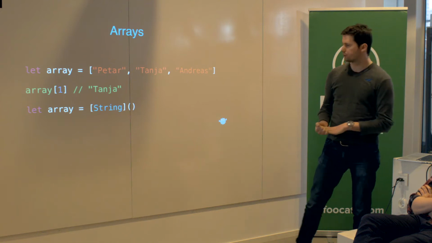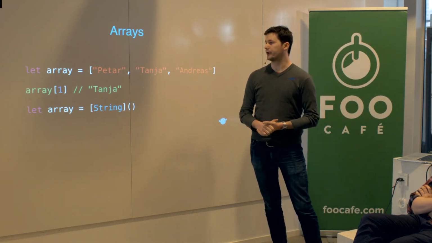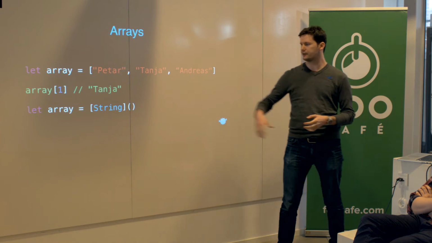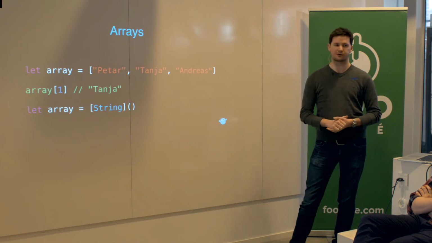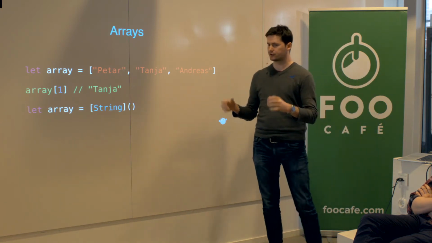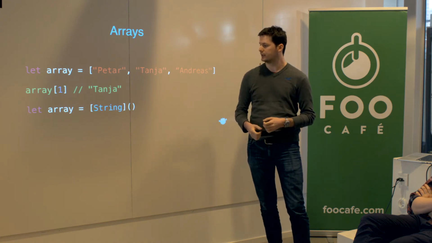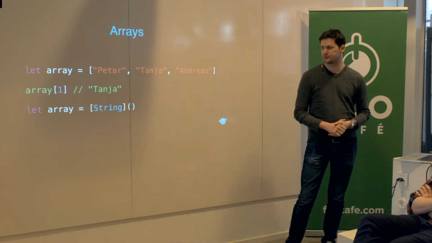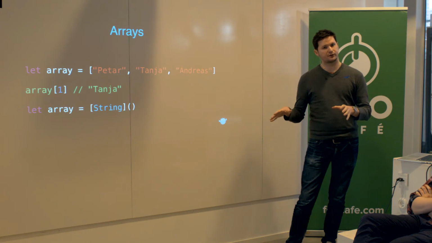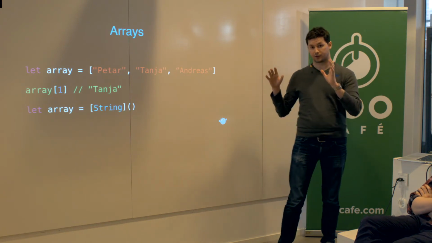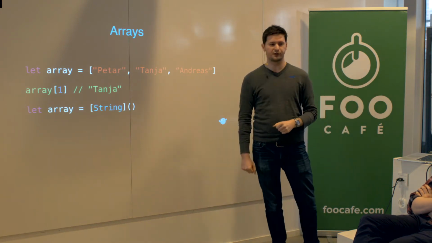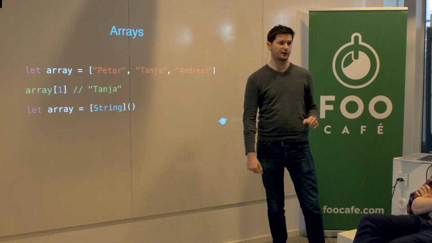If you want to access values in it, you can do it just as you're used to with indexes. And if you want to create a new empty array, you do that by placing the type of value you want to create an array for inside these square brackets and finishing off with parentheses. And Swift, compared to Obj-C, is actually strict about types in collections.